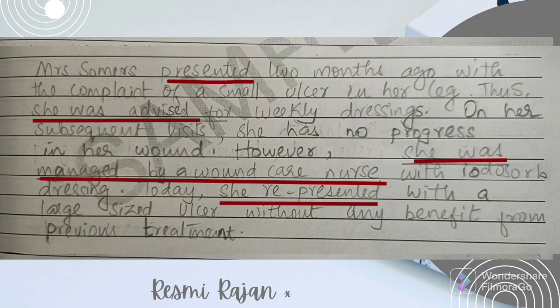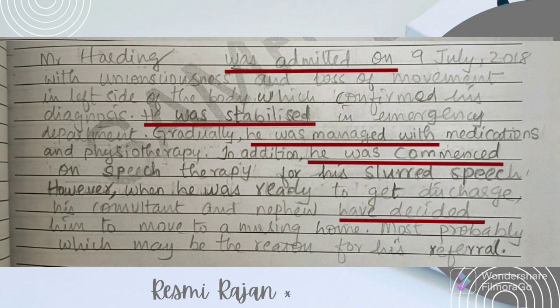Then another one later we can see: Mr. Harding was admitted. So you have to underline that passive voice, was admitted on 9 July 2018 with unconsciousness and loss of movement in the left side of the body, which confirmed his diagnosis. Then, how will we write the management? He was stabilized in the emergency department with medications and physiotherapy. In addition, he was treated by a speech therapist for his slurred speech.